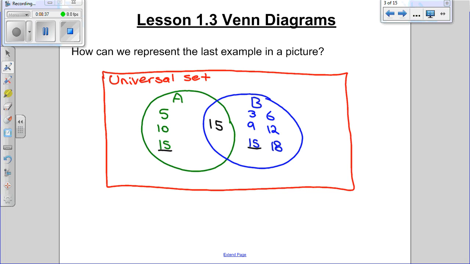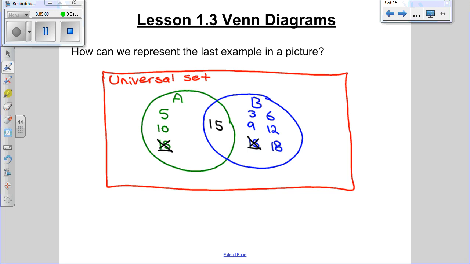The things that are in set A and set B go in that middle portion. They don't go here. Because 15's in both sets, you make sure that it's in the spot where they overlap each other. That says 15 is in both sets. And as you get good at these, you probably will just know 15 goes right in the middle, and you won't even have to worry about that.